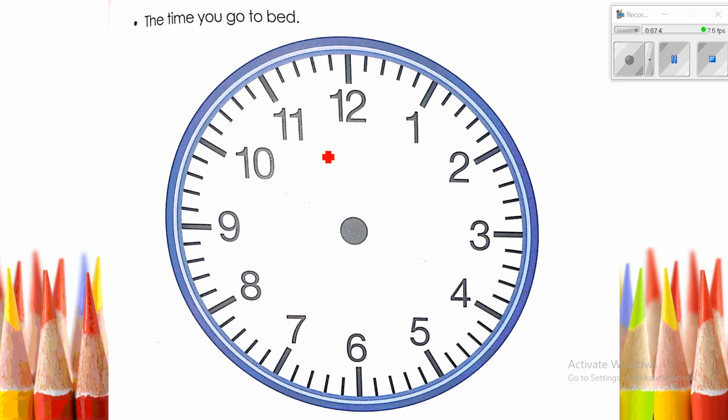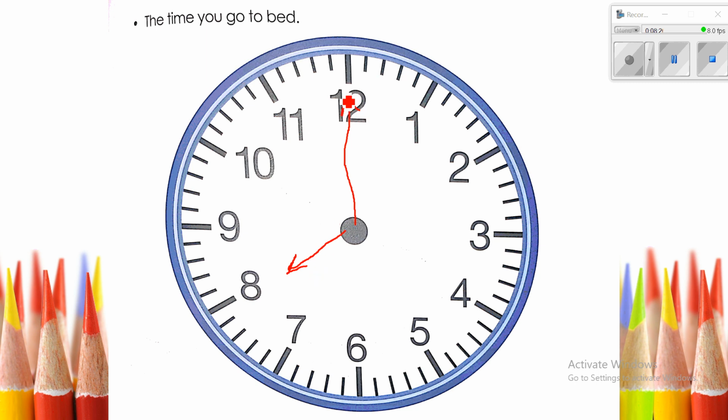Yes, if I want to say 8 o'clock, I will draw 8 o'clock. First of all, 8 o'clock, that means 8 hour. I have to draw the hour hand on 8. And do they have any minutes? No. Remember, where is the 0? On the 12. The long minute hand on the 12. So here is, we call it 8 o'clock.